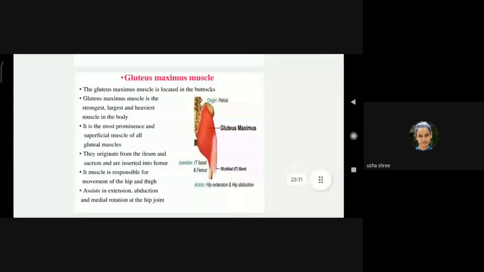Right. Now, the largest muscle in the human body is the gluteus maximus. The gluteus maximus muscle is located in the buttocks. It is the strongest, largest, and heaviest muscle in the body. It is the most prominent and superficial muscle of all the gluteal muscles. There are several gluteal muscles, and the important ones are the gluteus maximus, gluteus minimus, and gluteus medius.